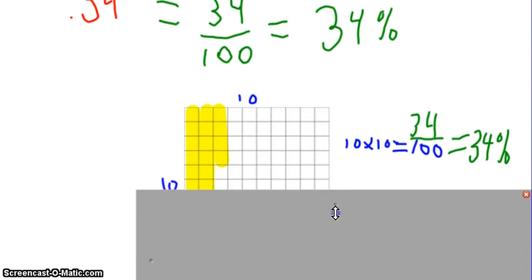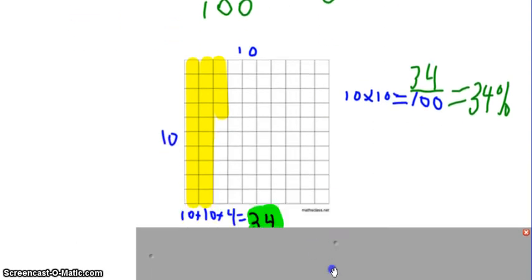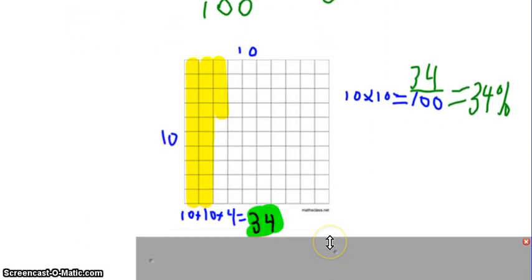We also have another drawing note down here. And when we look at this, we have out of 100, this is a grid 10 by 10, which equals 100. And when we have 34 boxes shaded in, 10 plus 10 plus 10 plus 4 equals 34. That is the same thing as 34 parts out of 100.